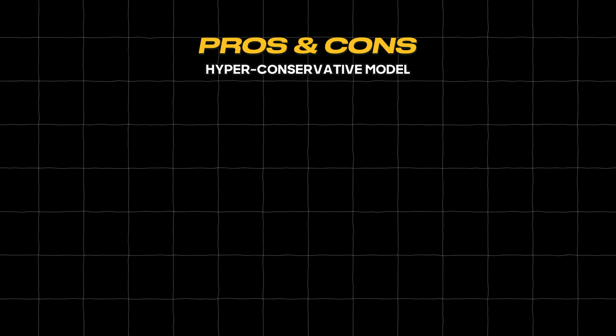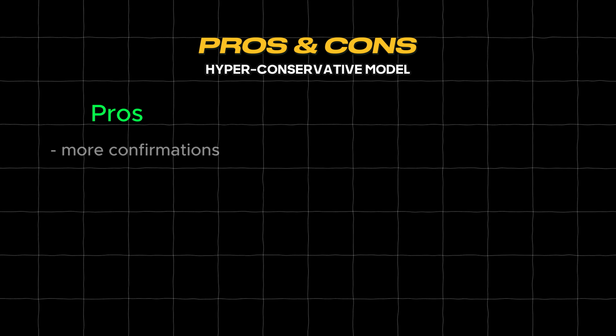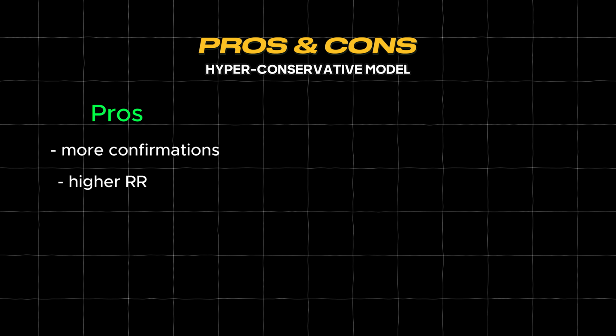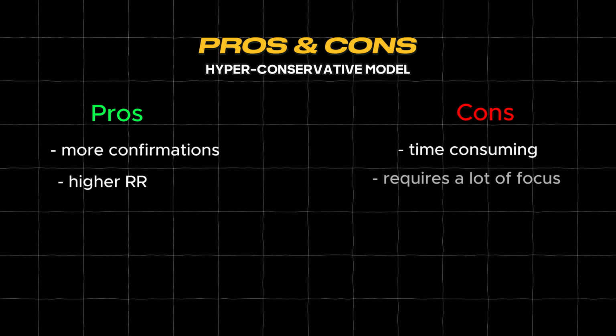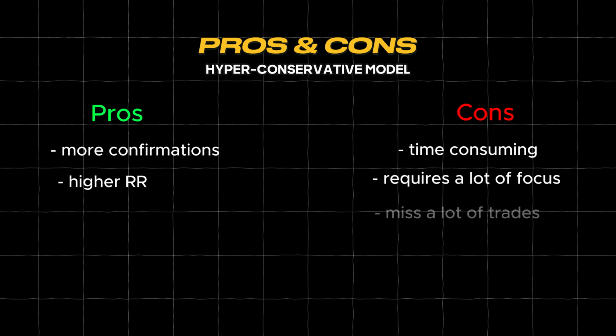What are the pros and cons of the hyper-conservative entry model? The pro is that we have more confirmation based on multiple time frames, which could lead to more valid trades. It also leads to a higher risk to reward ratio since the stop loss is usually smaller, so a winning trade is way more valuable than a loss. And a losing streak can be all covered by a very small number of wins. The cons are that it is very time-consuming and requires a lot of focus and mind power. It can also miss many trading opportunities since the entry is carefully selected.